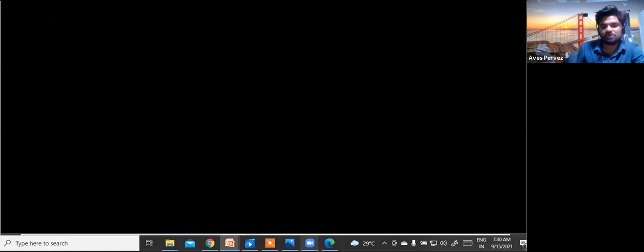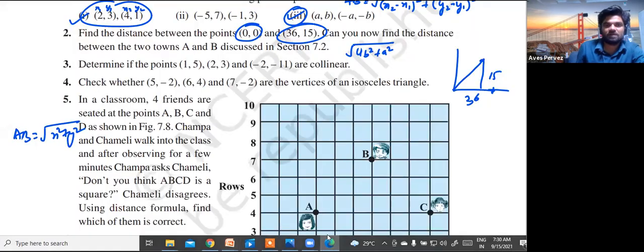So we have another question. This is a type of question that usually comes, and you need to check whether these points are collinear or not. So we have two formulas: one is the area of the triangle, and another one is the distance formula, by which we can solve such types of problems.